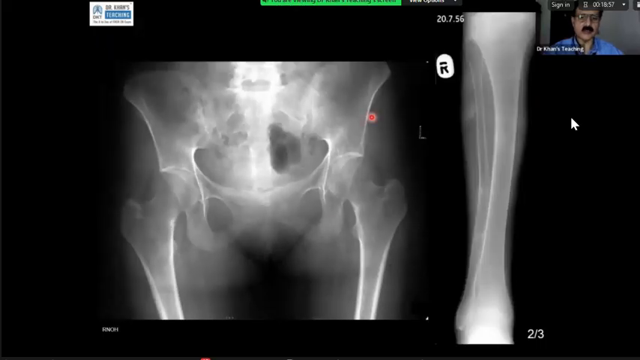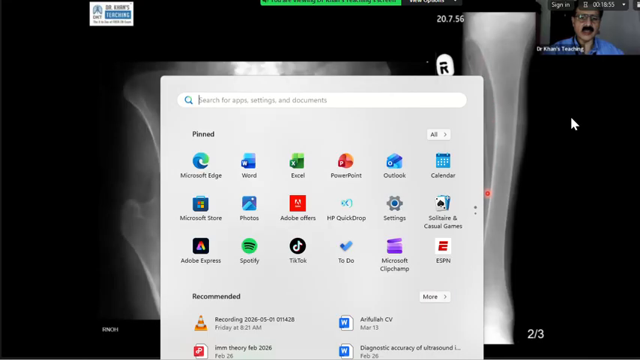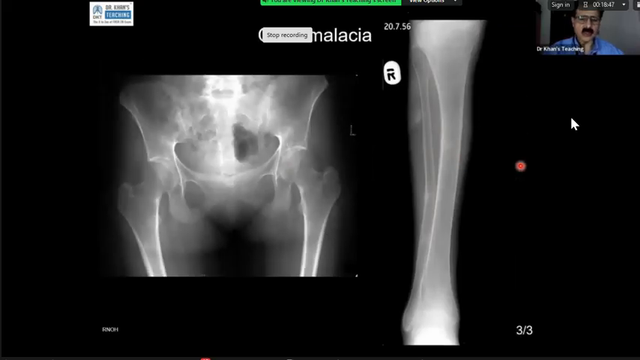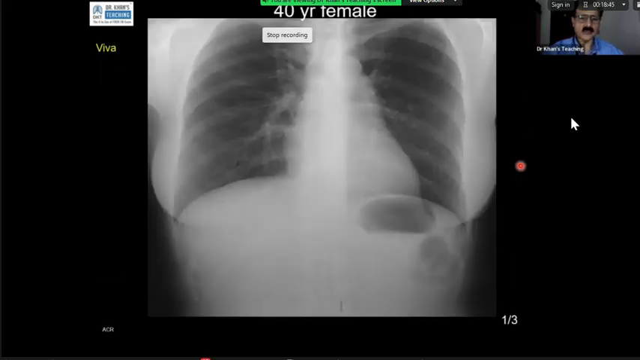Now, this is a good example where you can see it in the fibula. And the fibula is not at all a weight-bearing bone. So another case of osteomalacia. Now, this is a classical exam case. Do you see a Looser zone here? Over to you.